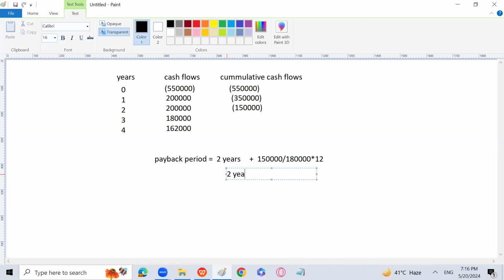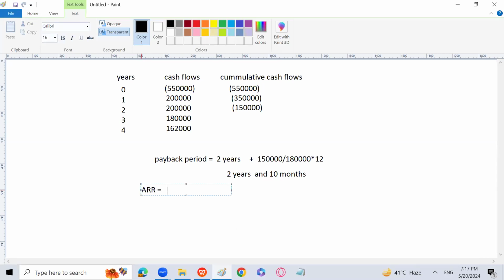So the answer is going to be 2 years and how many months? 150,000 divided by 180,000 into 12. Please write it and tell me, in months. I want you to go for months rather than years. 10 months, sir. Okay, nice. 10 months. That's great. Now we have to calculate the average rate of return, which is known as ARR.